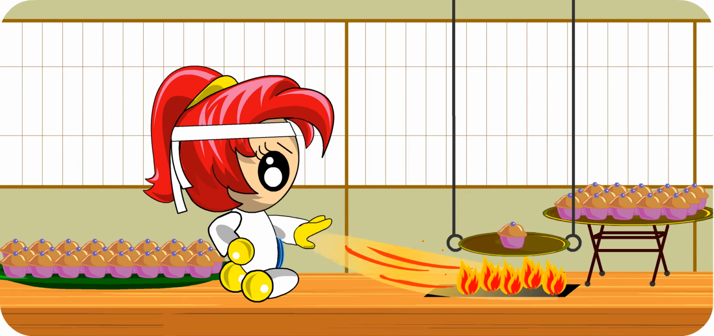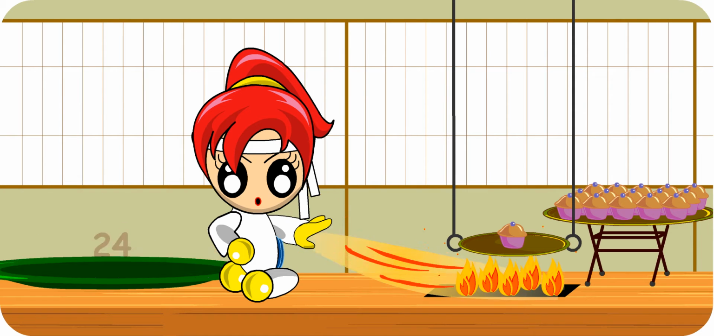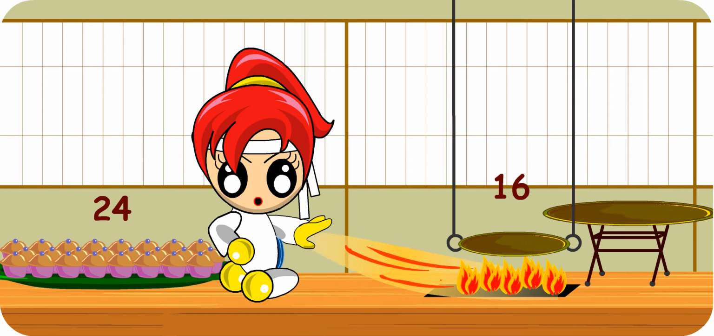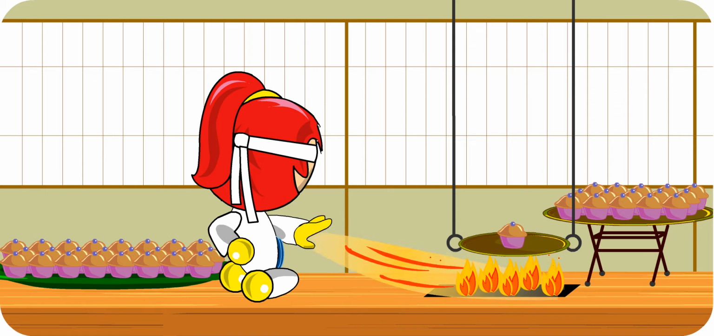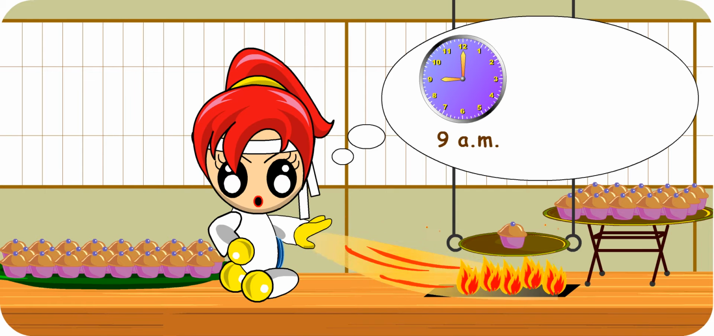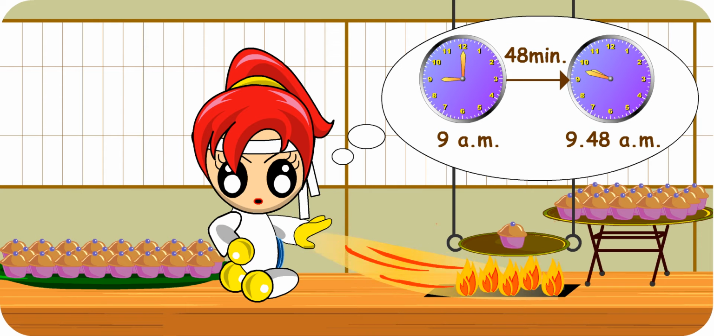What are you doing? I am busy making cupcakes for my class party tomorrow. I have baked 24 cupcakes and I still have 16 more to go. Oh, how long have you been baking? I started baking at 9 a.m. and it is now 9:48 a.m. I have been baking for 48 minutes.